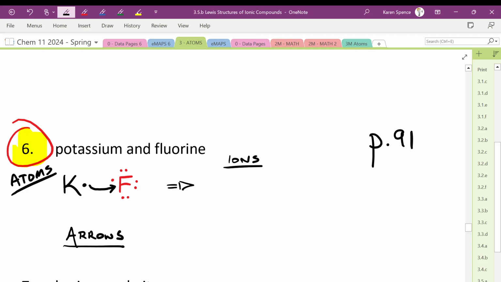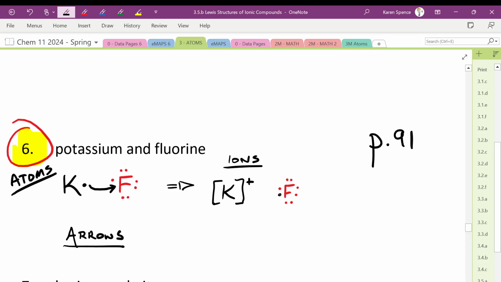So what's left of K? Nothing is left in K's outer shell. What should we do with K because now it is an ion? Brackets around it. And what is its charge? Plus. Fluorine, is it empty or is it full? It's full. So we're going to draw fluorine. 1, 2, 3, 4, 5, 6, 7. I'm going to draw the other dot in a different color just so you can see that it came from fluorine, but you don't have to do that.